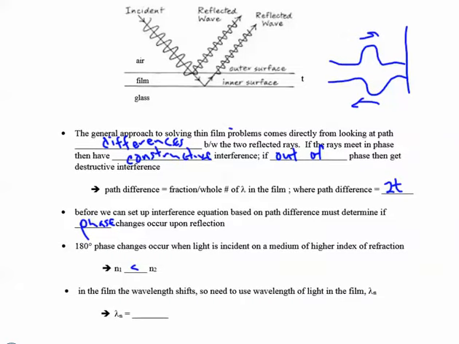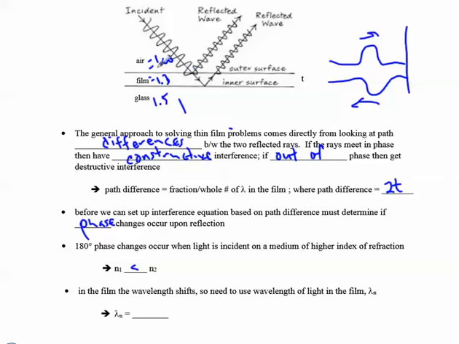Alright, so for example, in this particular one, which we're going to develop more numerically in a few minutes, we have air, which has an index of refraction of 1. Let's say our film is something greater than 1. Let's say it's 1.3. And then let's say we have glass, which is 1.5. So we can ask ourselves, are there going to be inversions upon hitting the boundaries?